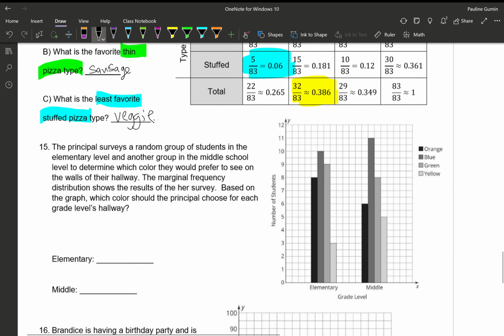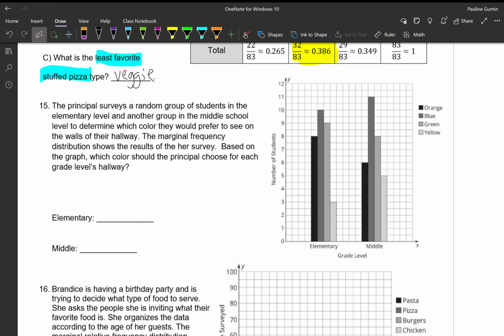Okay. Number 15, the principal surveys a random group of students in elementary level and another group in the middle school level to determine which color they would prefer to see on the walls in their hallway. That's so nice of her. The marginal frequency distribution shows the results of her survey. Based on the graph, which color should the principal choose for each grade level's hallway?